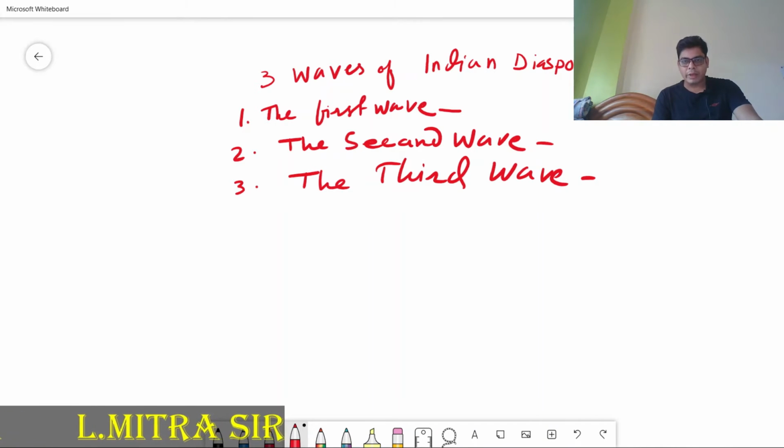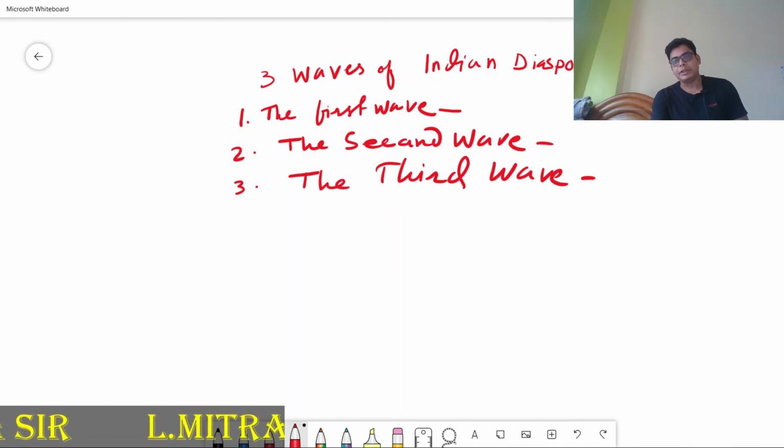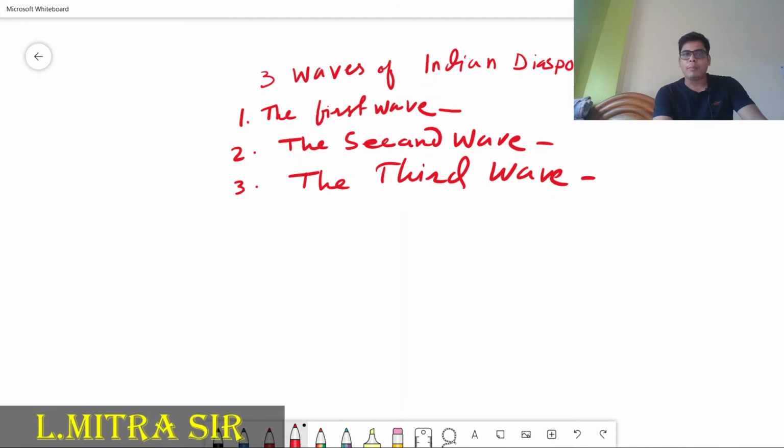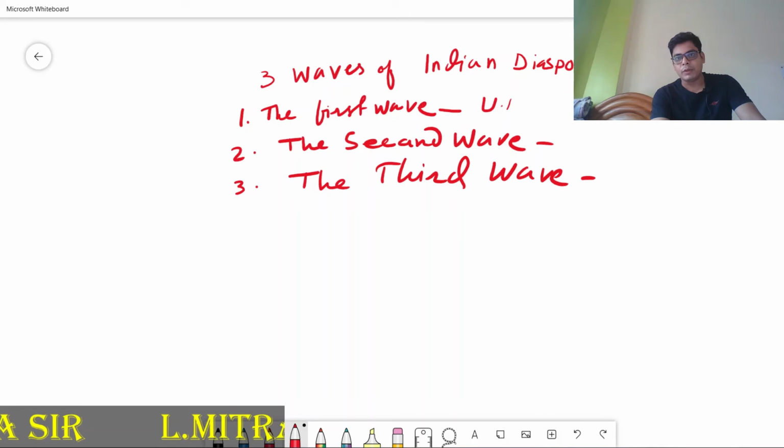The first wave took place during the British period, when a large number of laborers were sent to Mauritius, the Caribbean islands, Tobago, Guyana and Fiji, and South Africa, from Uttar Pradesh and Bihar, and to Reunion Island and Mozambique, to do plantation work. The Britishers started a number of plantations in different parts of their colonies, and due to this they needed a large number of laborers. So the population from presently UP and Bihar moved to that area, settled over there and did the plantation work.